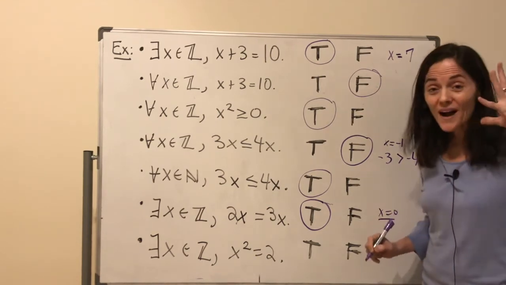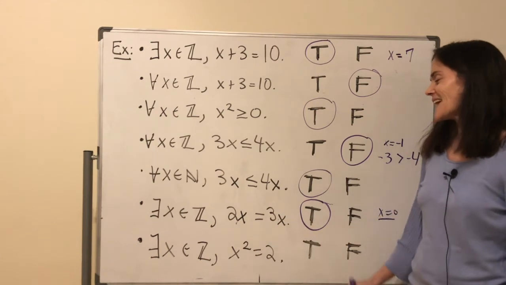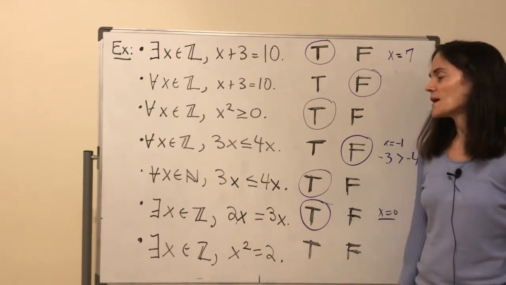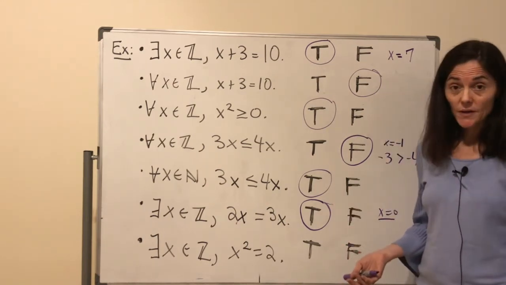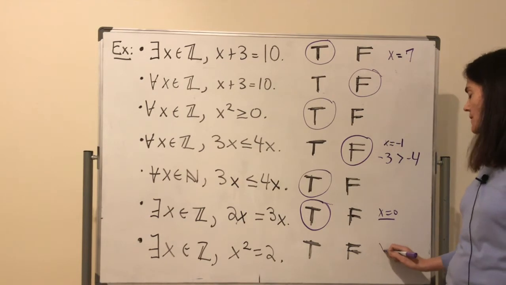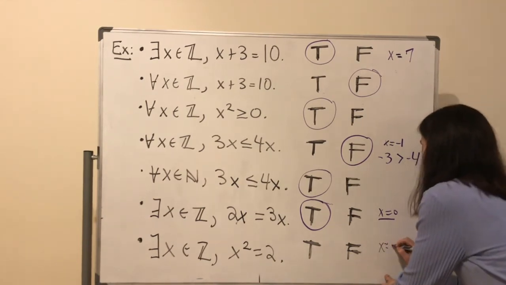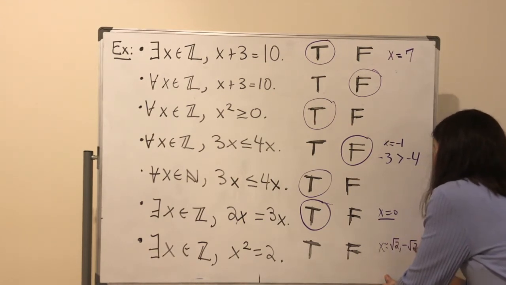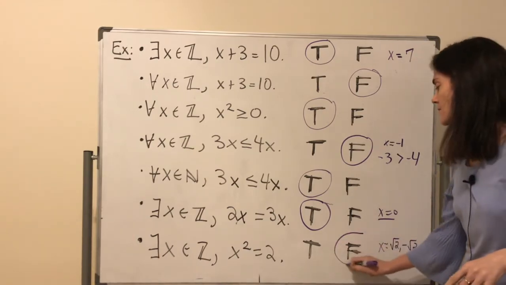We only need one for there exists to be true, and in fact, there is only one. We can conclude x is 0 here. The final one: there is an integer x such that x squared is 2. Well, we know there are two solutions, square root 2 and negative square root 2. Neither are integers. So the answer here is false.